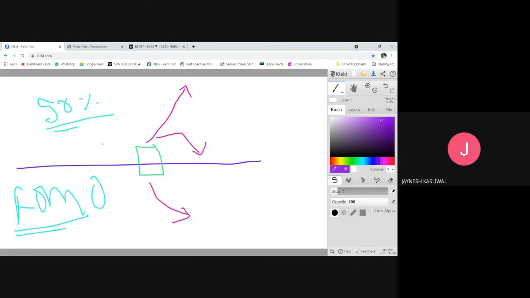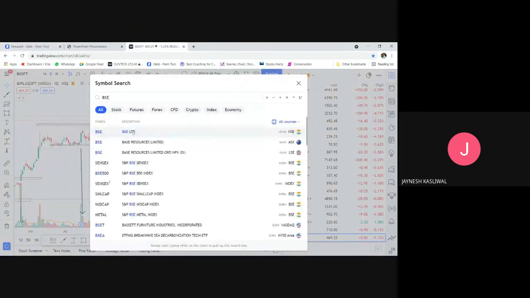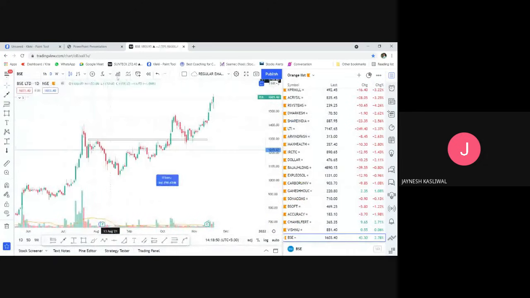Second thing is, if the stock has moved up and then again retested the breakout region, मतलब क्या? Simple, मैं आपको एक एग्जांपल बताता हूँ BSE का. We'll look at the examples also so that you understand everything.